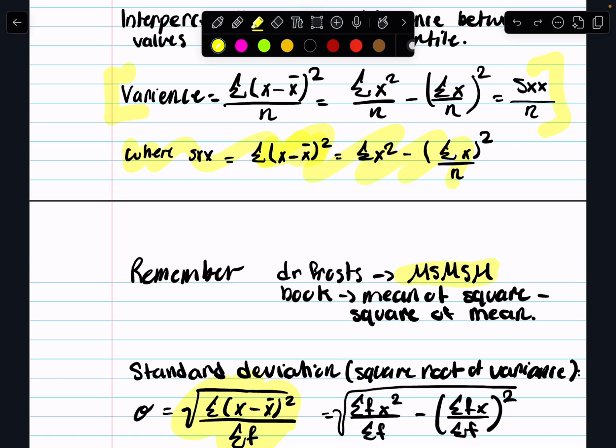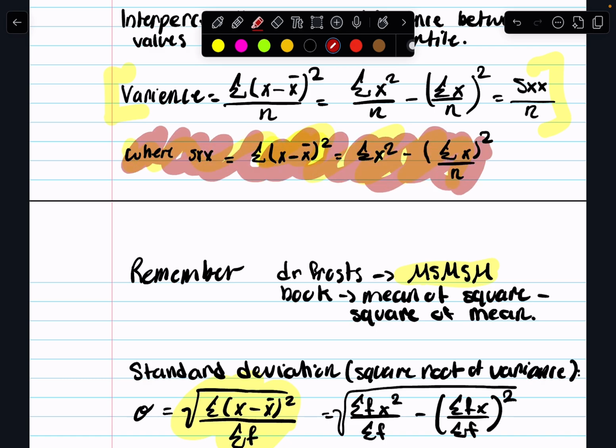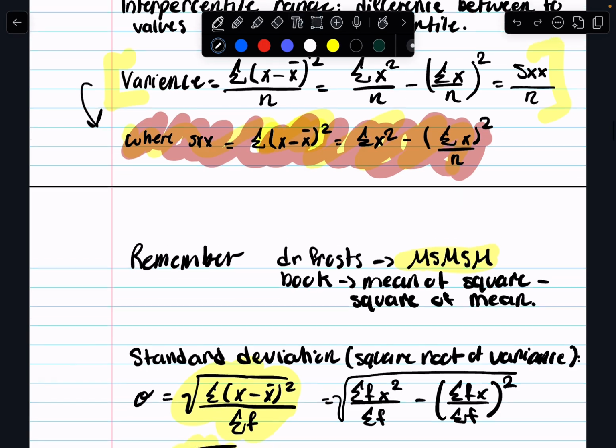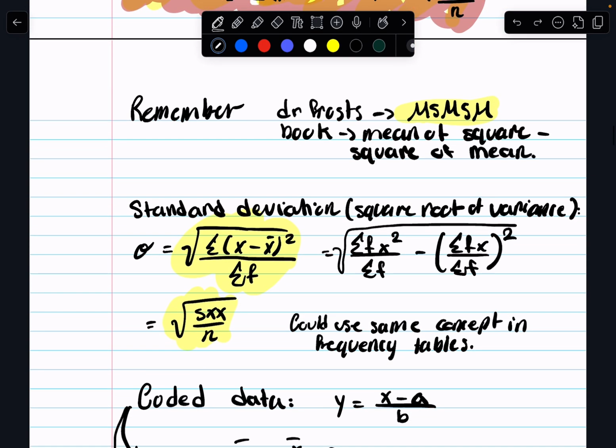This part that I'm now going to highlight in red is actually given to you in your data booklet. All you've got to remember to find your variance is to write Sxx over n, so divided by the number. Dr Frost actually has a mnemonic for that.